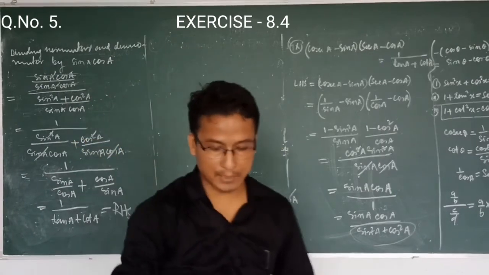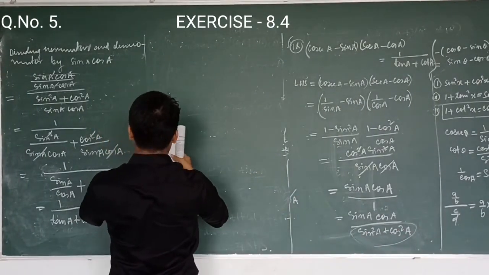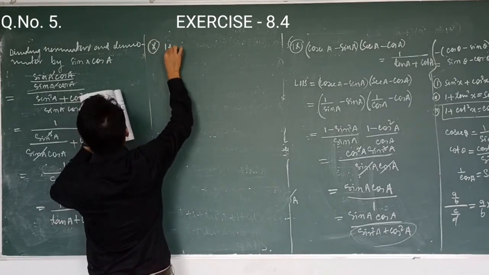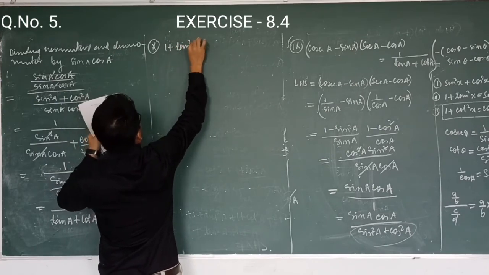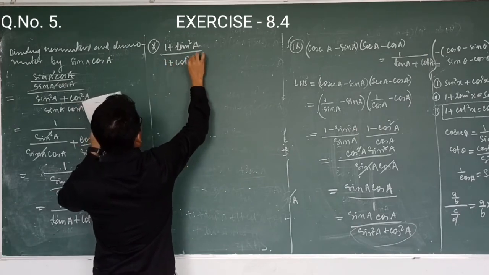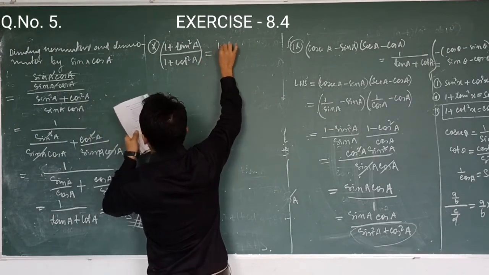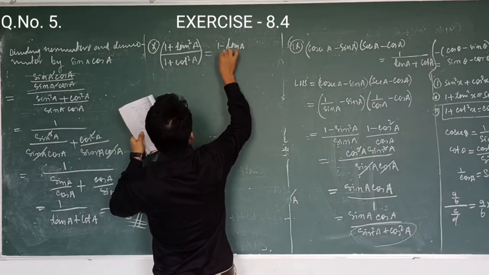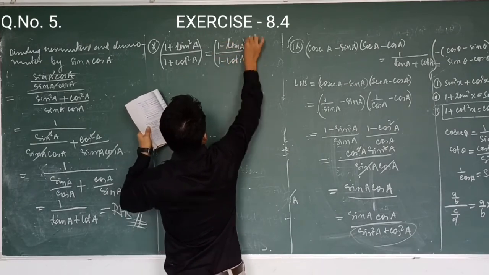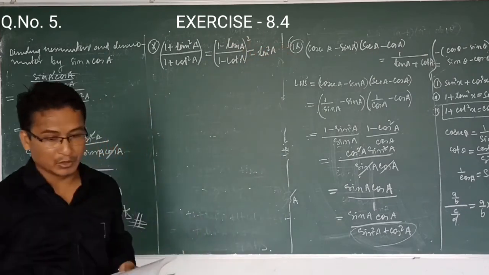So let's see question number 10. Question number 10: (1 + tan²A)/(1 + cot²A) = ((1 − tan A)/(1 − cot A))² = tan²A. This we are going to prove.